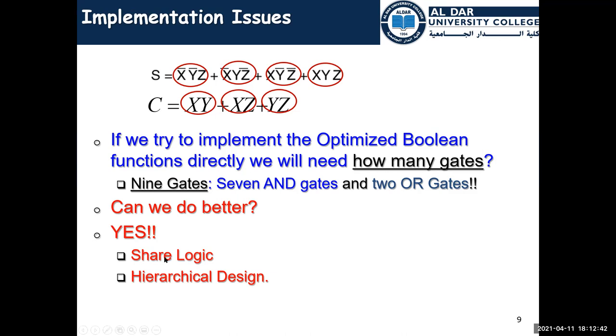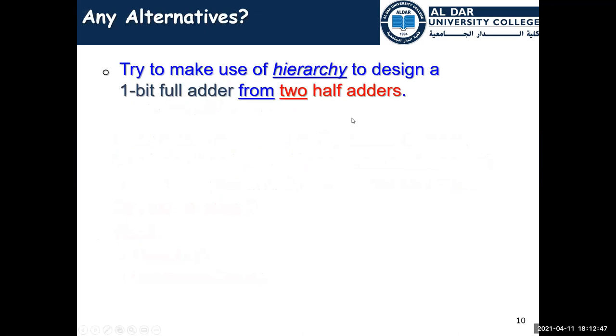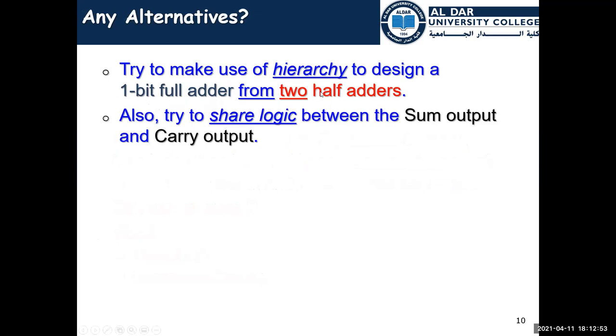So we think about shared logic and hierarchical design, then we can move on and design this circuit by using two half adders instead of using that long expression. We can think about the output of the Karnaugh map, the two expressions, and we start to think how to implement them using half adder. We have the half adder. This is S equals X XOR Y, and the C is X AND Y.